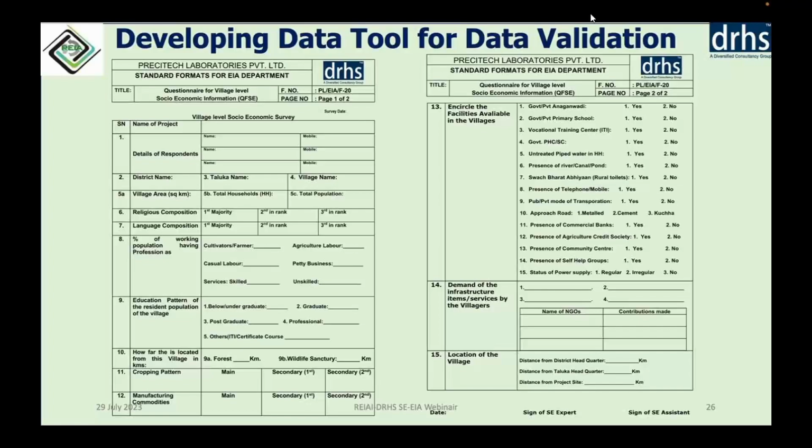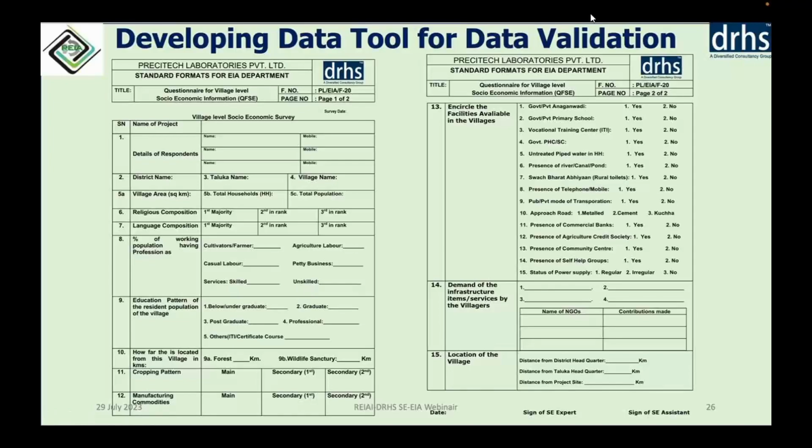So within the group, wherever you are doing the focus group discussion, you ask among the working population how many are cultivators, in percentage. How many are agricultural labor, how many are casual labor, how many are doing petty business, service, unskilled? Service class, skilled and unskilled, both.